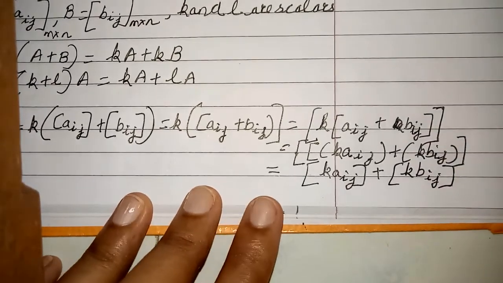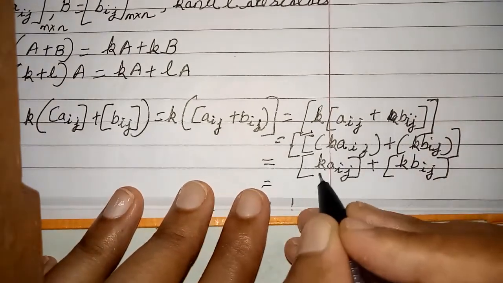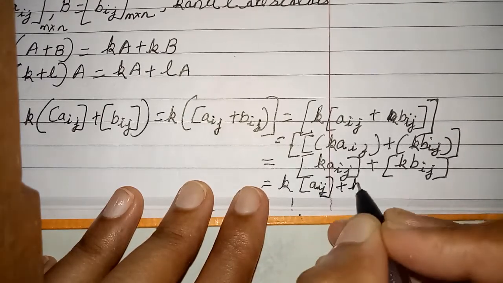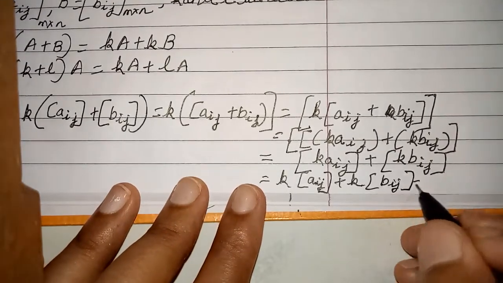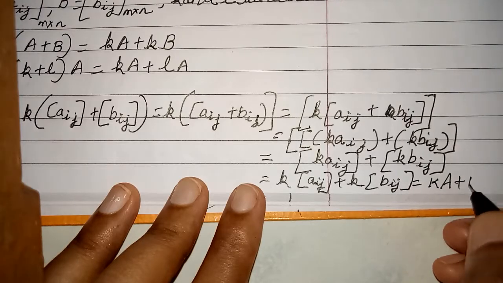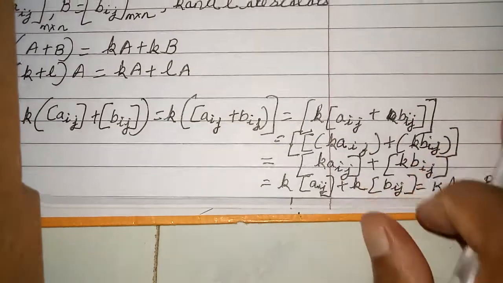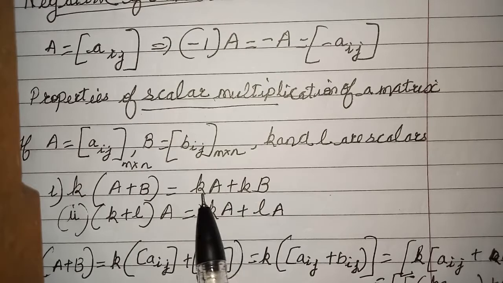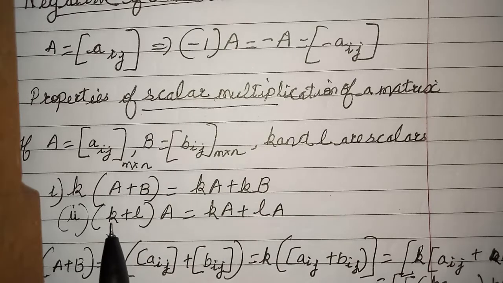Yes or no? Yes. Now if you want, reapplying the property, k can be pulled out from here. So we are traveling back. So it is kAij plus kBij. So this is nothing but kA plus kB. Got it? Just applying it back and forth. So k times the addition of matrices is the same as multiplying each of the matrices separately by k and then adding. Now let's go for (k plus l) A is kA plus lA.